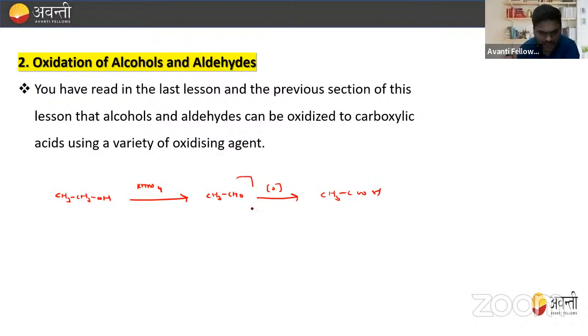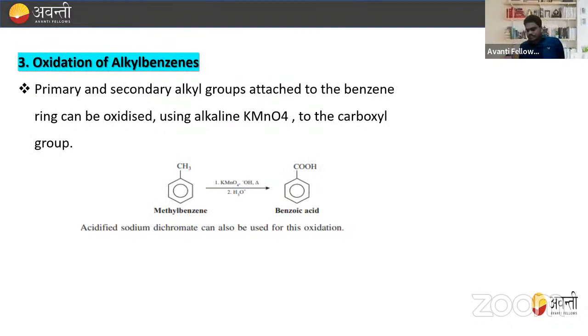So if you want to stop at this level only, then you have to add a reagent like PCC or PDC, right? This is how the alcohol will be converted into aldehyde. Otherwise, the aldehyde will be further converted into carboxylic acid. We already read in a previous section of this lesson that alcohol and aldehyde can be oxidized to carboxylic acid using a variety of oxidizing agents. Right, now let's see the oxidation of alkyl benzene.